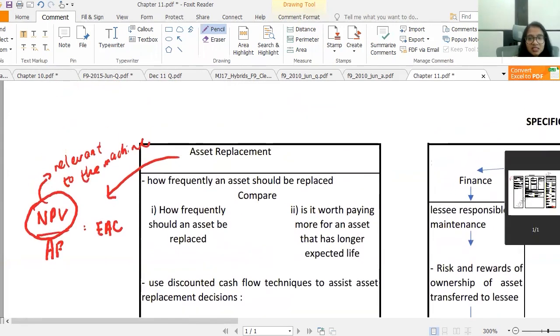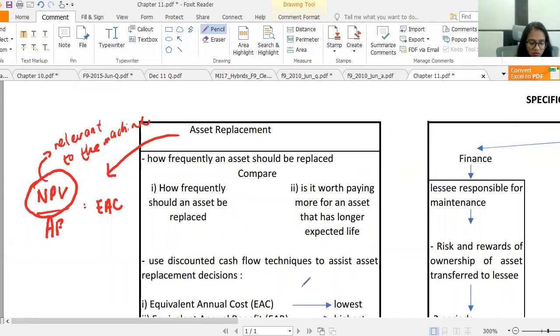Now, besides that, what you also need to understand is, how do you then make a decision when it comes to asset replacement cycle? The decision that you make is that you will compare between a few different machineries to identify which machinery is the one that will cost you higher. So if it costs me higher for me to hold or sell the machinery, then I would choose the machine which would cost less.